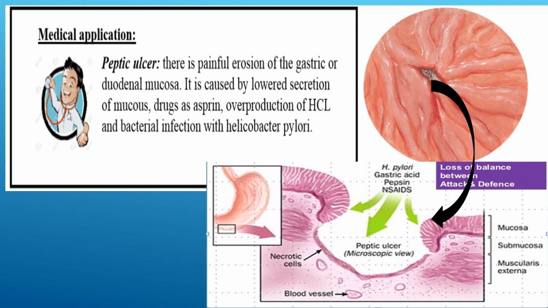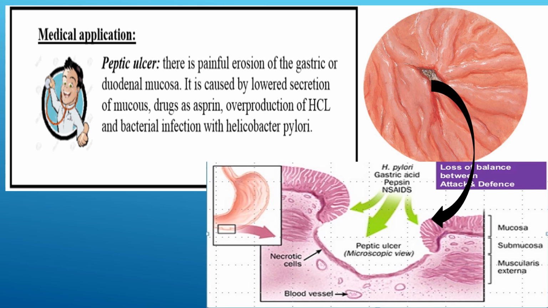Now let's go to a medical application related to the surface mucus and the mucus neck cells. What happens if you have a drug or something that causes overstimulation of HCl and damages the surface mucus cells, which then can't produce mucus? HCl and digestive enzymes will cause painful erosion of the gastric and duodenal mucosa. This may be due to lower secretion of mucus by the surface mucus or mucus neck cells, or overproduction of HCl. This is a case called peptic ulcer.